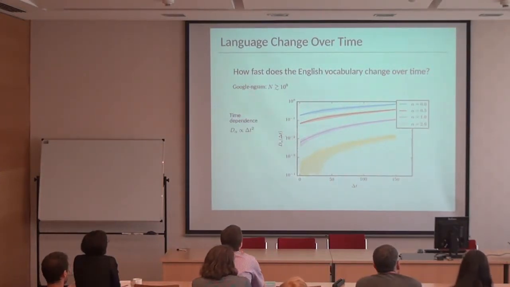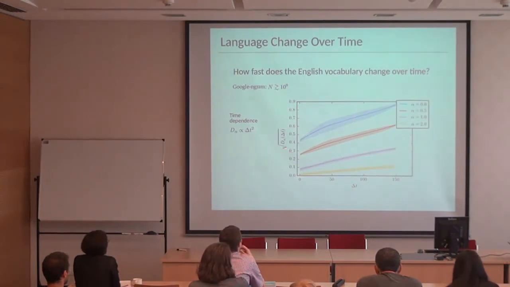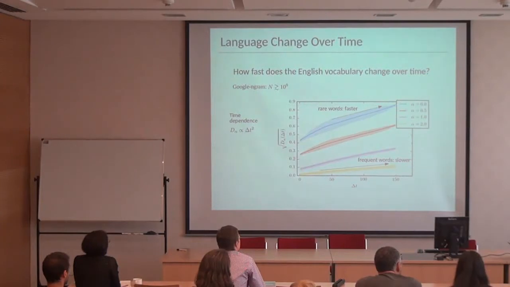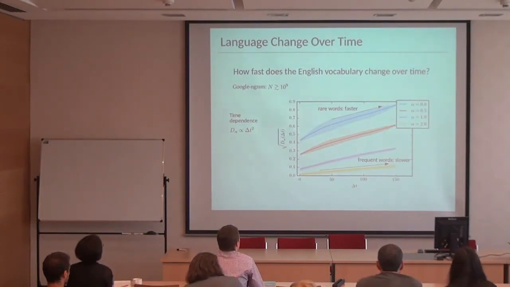Curiously, for which we don't have an explanation, there's a time dependence of the divergence as delta t squared, which you can see if I plot the square root of the divergence as a function of delta t. And it means that the rare words, very small values of alpha, change faster, and the frequent words, which I measure for larger values of alpha, change much, much slower. So we are not sure how to interpret that, or we're not completely sure. If you have ideas, I'm happy to discuss that.